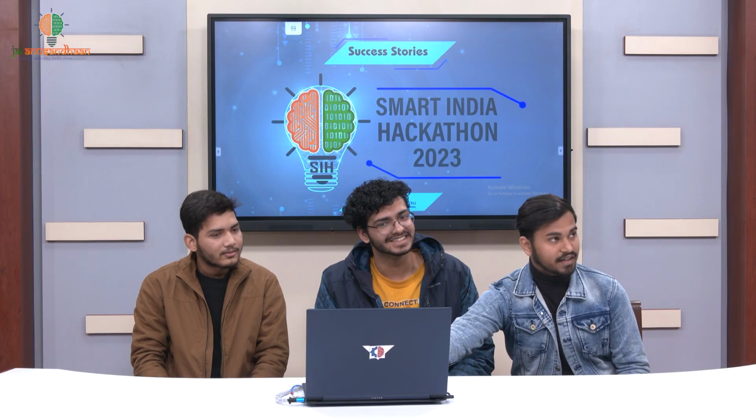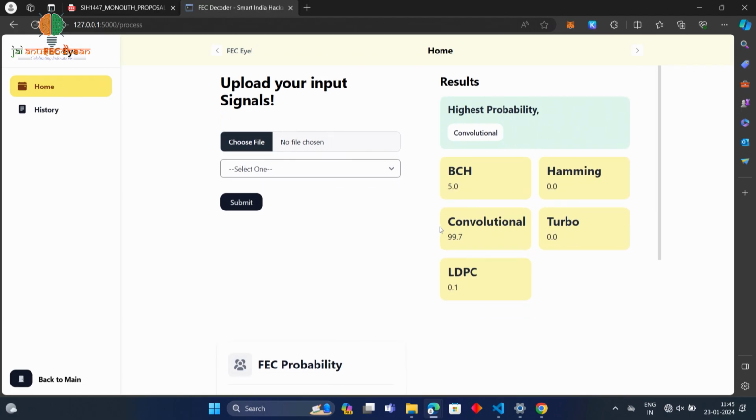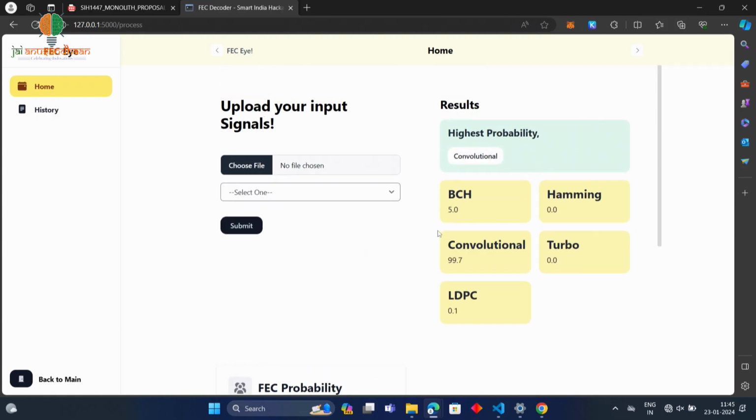And with the trained model, as we can see, it is giving our percentage at what's the maximum possibility of the file which we have chosen. In our demonstration, it is showing convolutional FEC scheme, which is the highest, which is the correct answer. The file we have chosen was of convolutional FEC scheme. It says the probability and the graph of the solution.